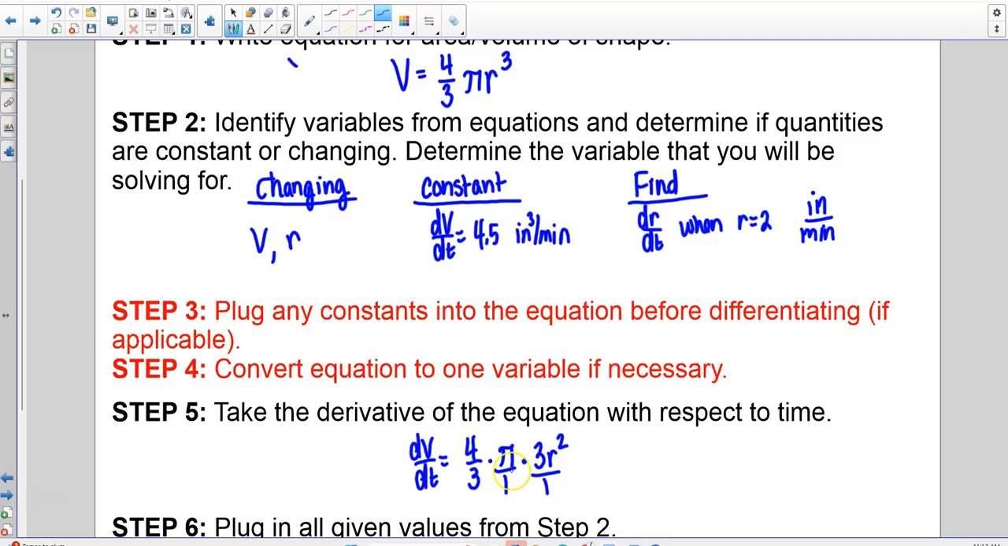This is over 1, this is over 1. The 3 right here can cancel the 3 right here. And so we get 4 pi r. Oh, wait, hold on. I should not do what I'm doing. I'm being reckless. Because what have I forgotten? dr/dt. And then let me go over here and do 4 pi r squared dr/dt.